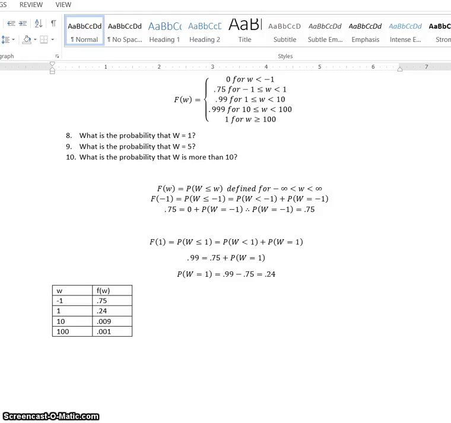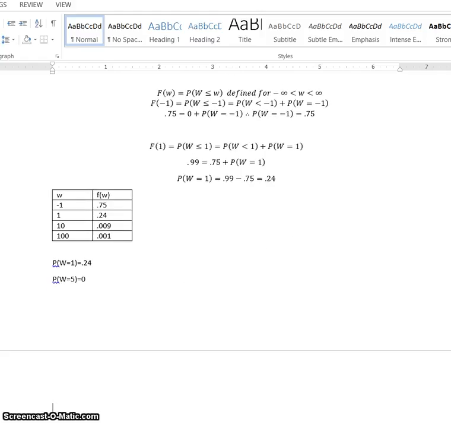Okay, so now coming back to answer questions 8, 9, and 10. What is the probability that W is equal to 1? The probability that W equals 1 is 0.24. What is the probability that W equals 5? Well, 5 is one of the places in between the jump points in our cumulative distribution function, which means that the probability that W equals 5 is 0. It's not one of the possible values.